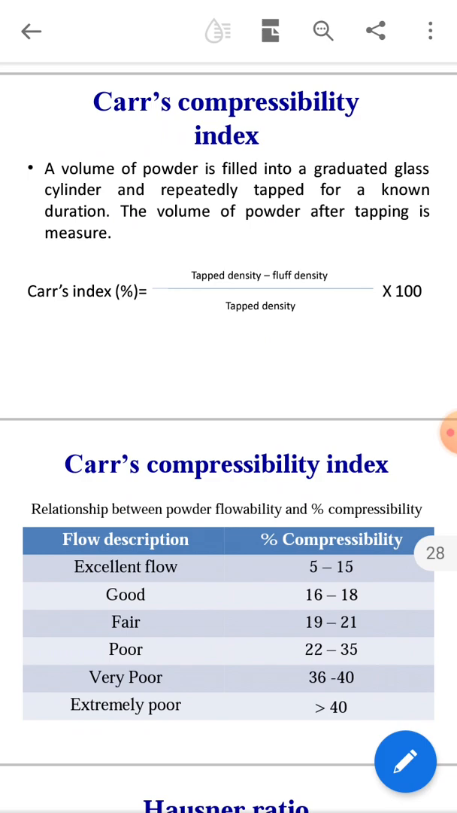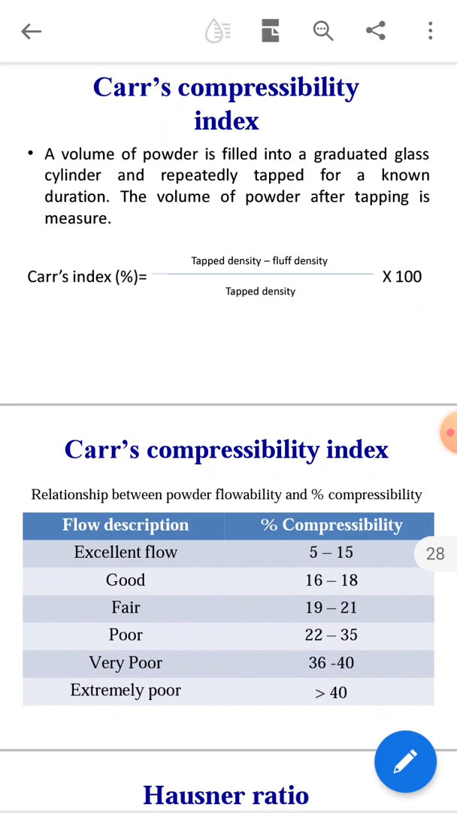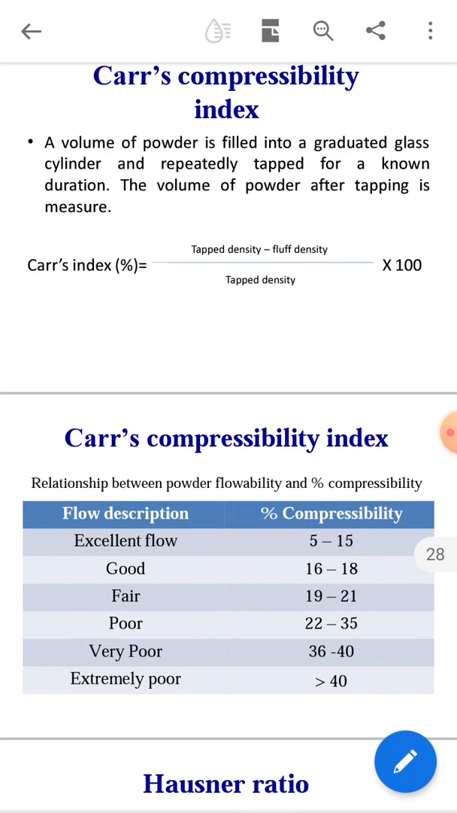Carr's index is basically the compressibility index of powders. A volume of powder is filled into a graduated glass cylinder and repeatedly tapped for known durations, so you get the tap density by tapping measures. Then you calculate Carr's index as tap density minus fluffy density. Fluffy density means the first level of density of the proportion of powder you take in the measuring cylinder, divided by the calculated tap density, into 100.